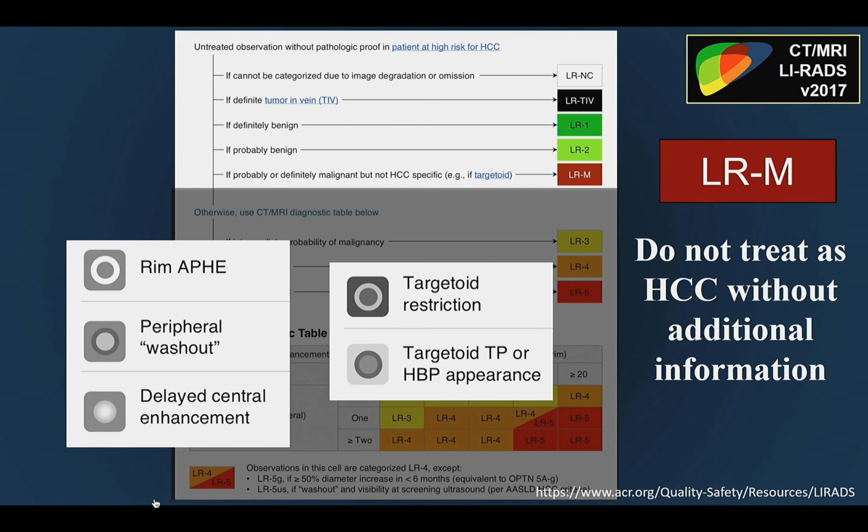And we talk a lot about rim and peripheral imaging features. And you can see that this is a replication of the overall morphology and cellular distribution of these observations reflected in different phases and different series. You see washout peripherally, delayed central enhancement, targetoid pattern of restriction, and targetoid transitional phase or hepatobiliary phase hypointensity appearance. And so you can see the same pattern, the same morphology, just replicated in the different ways that we may image this observation.